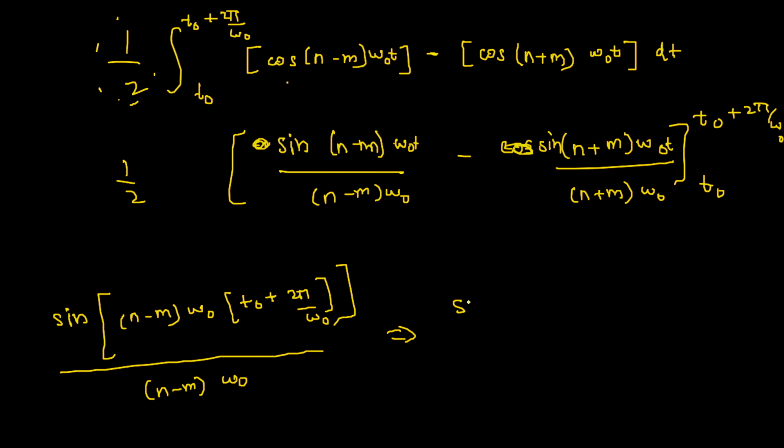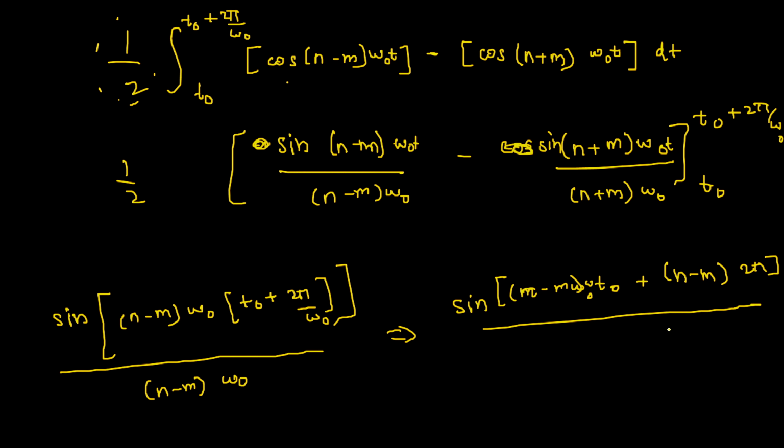So let me just simplify the first expression here a little further. This will give me sine of n minus m into omega naught t naught plus n minus m into 2 pi, right? So this is n minus m into omega naught.